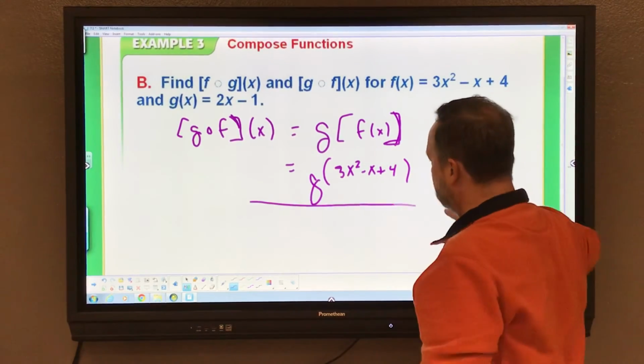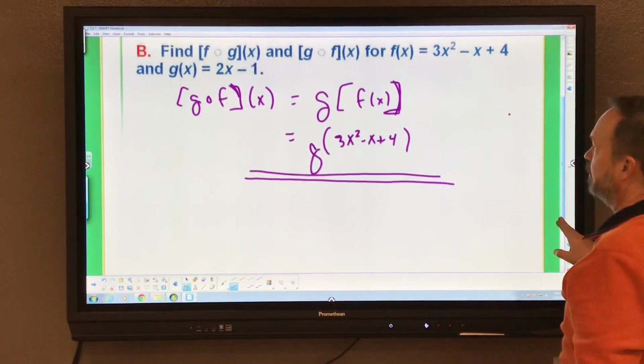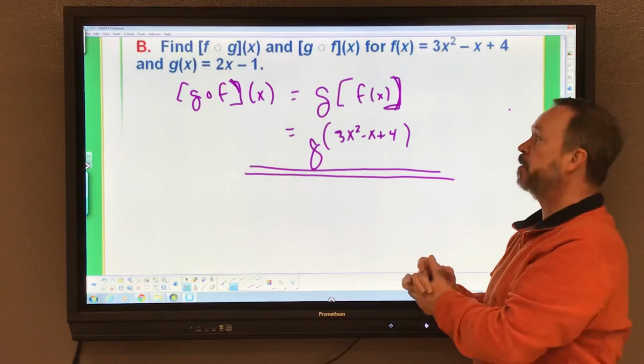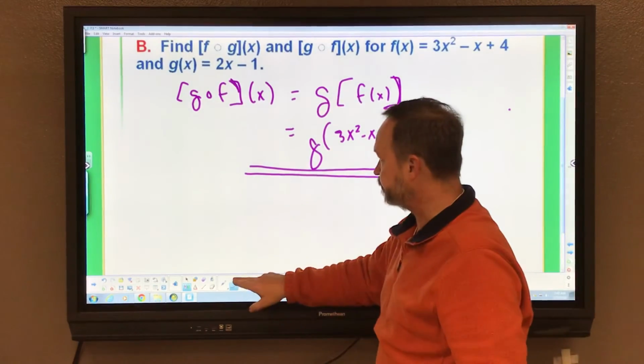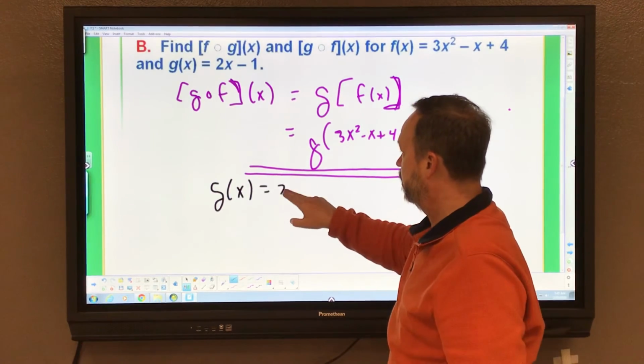And so once I realize that's what I'm doing, I put double lines just to separate what I was doing up there. Okay, now I know what I'm doing. I'm doing G of that. So I'm going to get the G function, which is this.